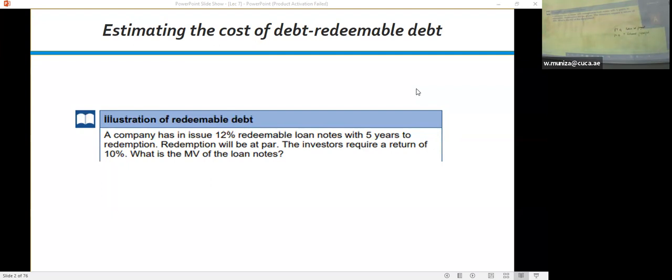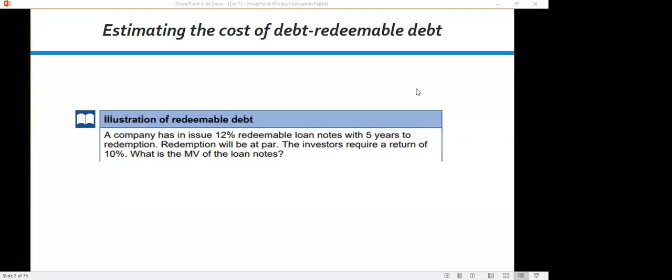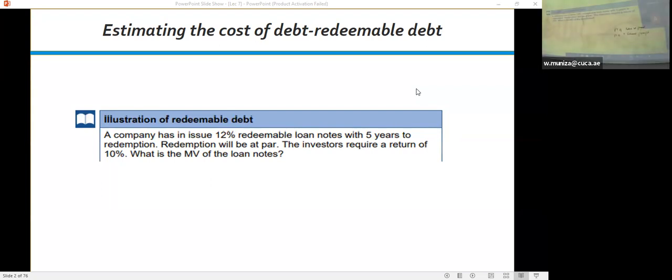So 12 multiplied by 3.791, how much is it? 45.492. And the present value of $100 to be redeemed at par, $100 multiplied by 0.621, is $62.1. Am I right, students? Yes, miss. So now, what will be the market value when we add up both of these present values, 45.492 plus 62.1? We are going to get the market value of this redeemable debt.